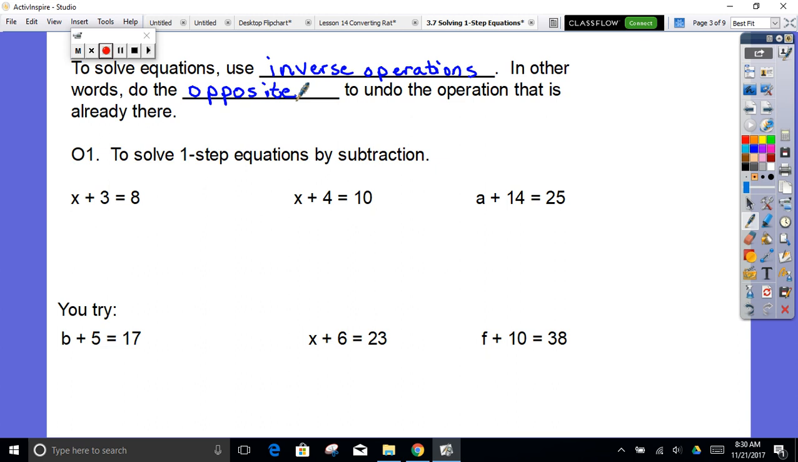It says to solve one-step equations by subtraction. All of these equations show addition. We're going to be doing the opposite, which is subtraction, in order to solve them. So here's the work that I want you to show. We're going to do the opposite of adding 3. We're going to be subtracting 3. When you do something to one side of an equation, you have to do it to the other side.